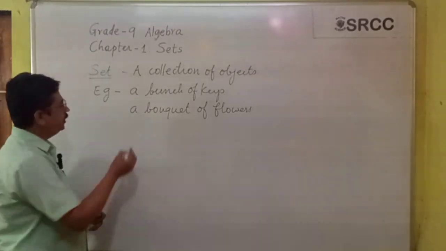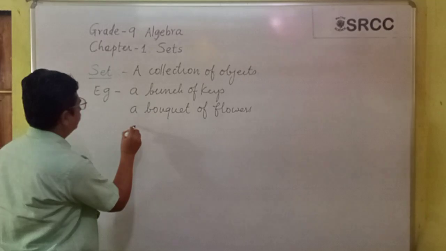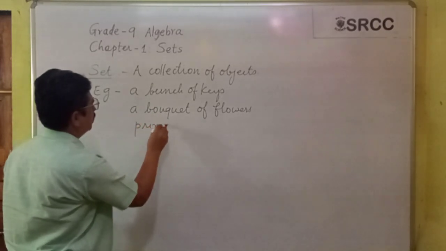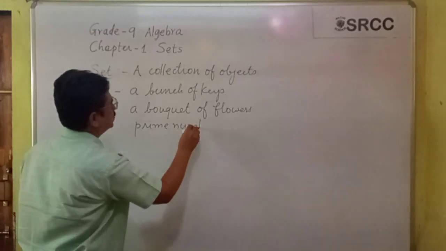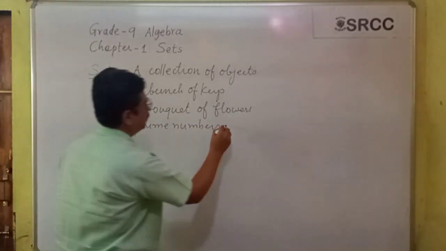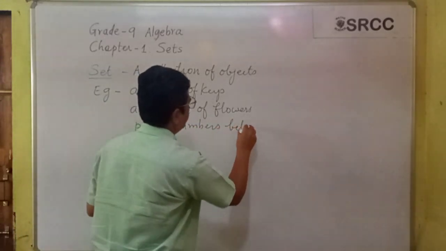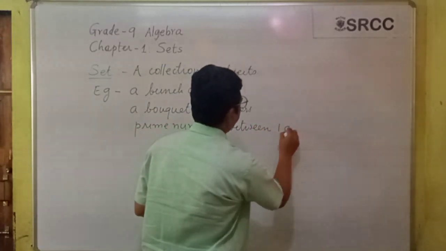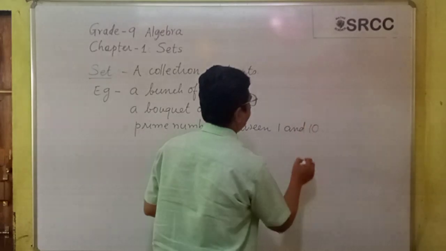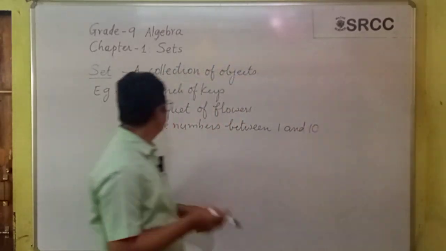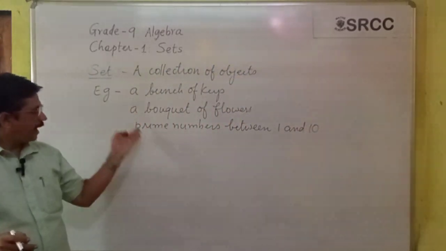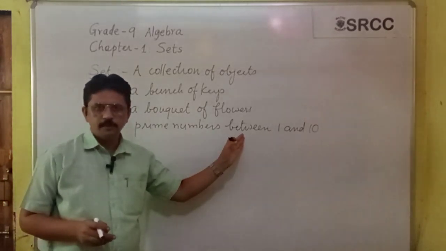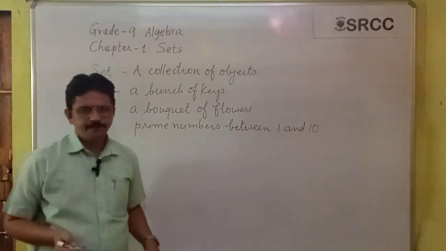Apart from this, if we take the prime numbers between 1 and 10, prime numbers between 1 and 10 also is an example of a set.